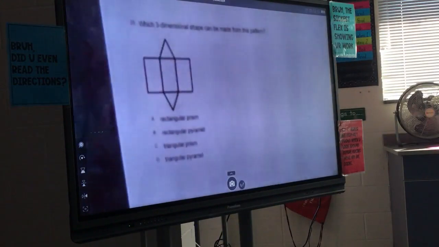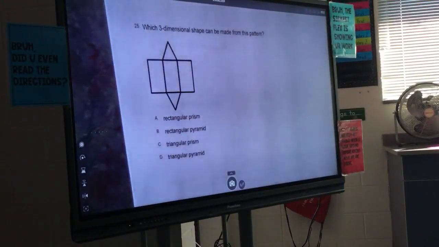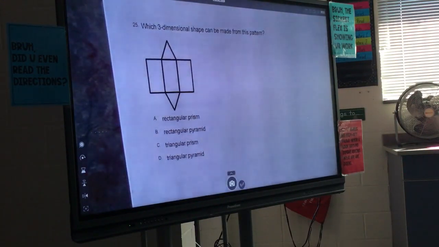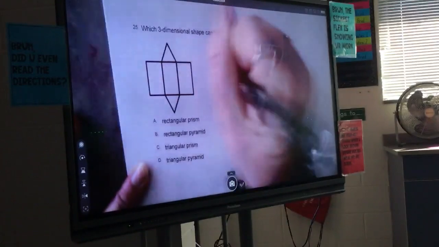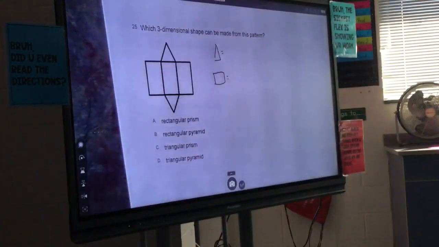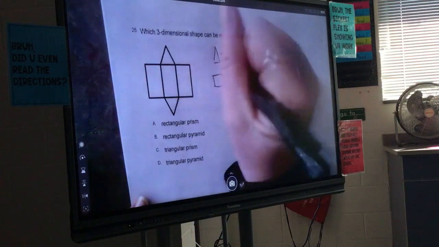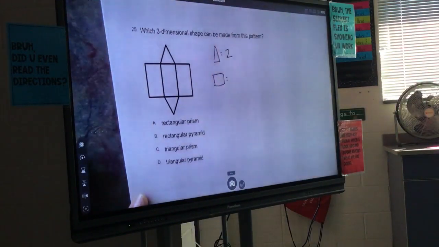Number 25. All right, 25 says, which three-dimensional shape can be made from this pattern. So again, let's talk about this. We have two shapes that I can see. I can see triangles and I can see rectangles. So how many triangles do we have? How many triangles do we have, Kaden? Two? All right, so Kaden, what does that eliminate?